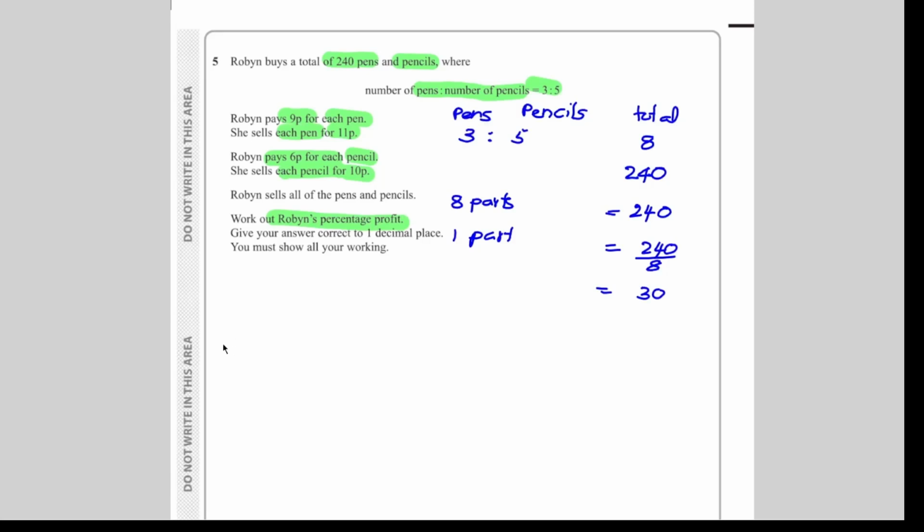We can write the number of pens. How many parts are there? 3 parts. Then 3 times 30. There are 90 pens. So we can get the cost for the 90 pens that Robin has spent. Cost for 90 pens.